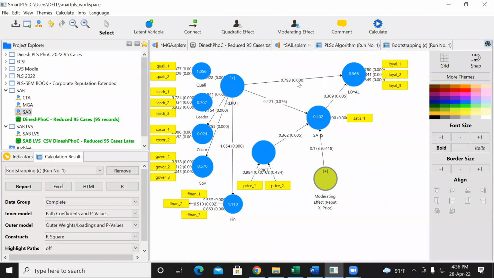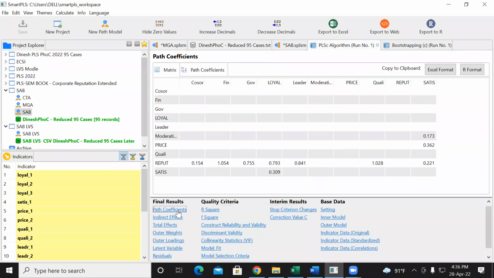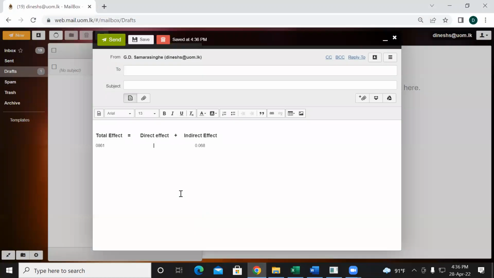What is that? 0.793. That is in the report also, right? And the path coefficients, reputation to loyalty. Path means direct, usually, on the graph. 0.793. You can see, approximately. When you add these two, it should be equal to this one. Right? That's a very basic fundamental thing. Total effect equals direct plus indirect.